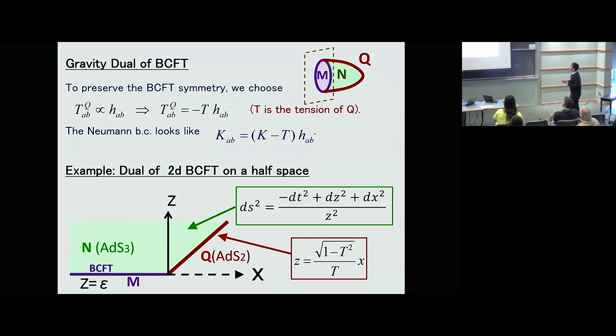So T is an arbitrary constant, but there is an upper bound. In 3 dimensions, it's just 1 over the AdS radius. And then the Neumann boundary condition looks like this. For this case, especially, let's take a 2-dimensional boundary conformal field theory. It's dual to 3-dimensional AdS, but surrounded by the end of the world brane, so we cut out this region. This end of the world brane is now just a plane, given by Z equals some constant, which depends on tension, times X. If tension is 0, this means that it is really vertical, and as tension gets closer to 1, it looks very close to the boundary.